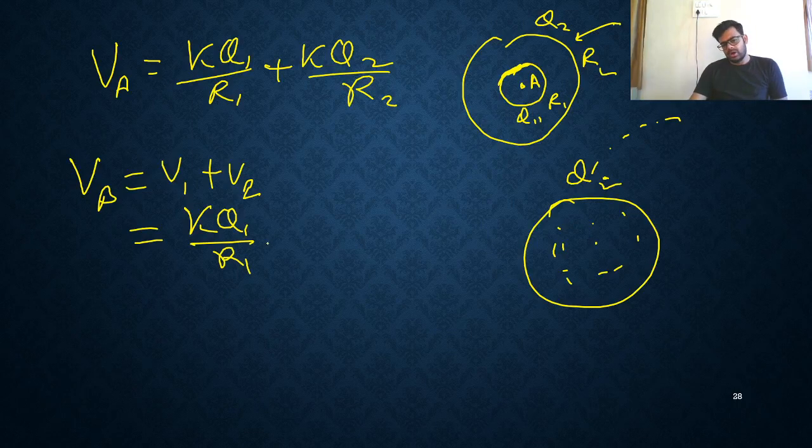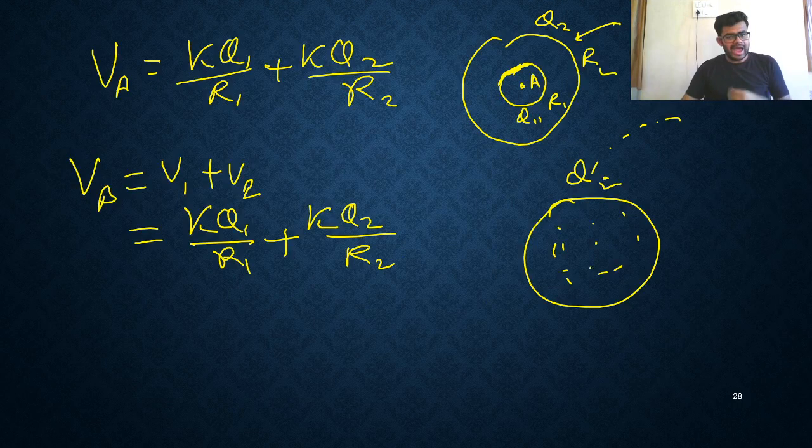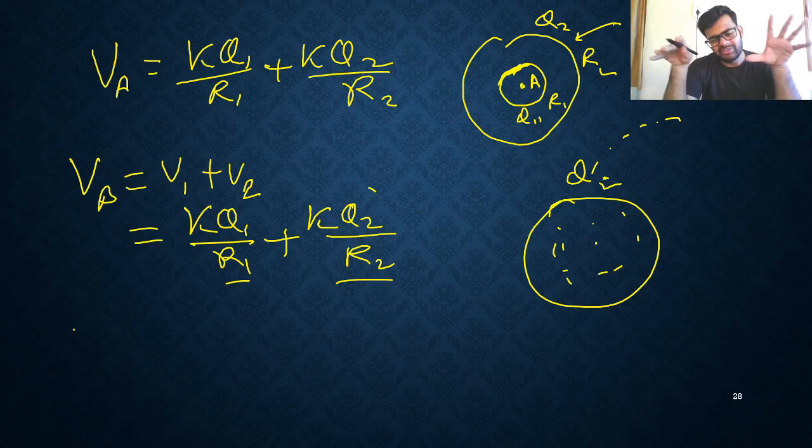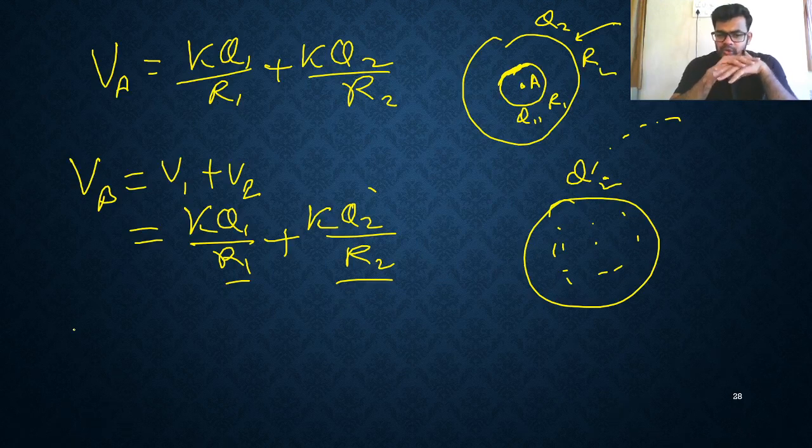Now for the outer surface, the charge is brought from infinity to the outer surface, so KQ2 divided by R2. This potential will also be there inside throughout the space. So for the inner sphere surface, we get KQ1 by R1, and due to the outer sphere we get KQ2 by R2. Why? Because Q2 is brought from infinity to R2 only. It is not coming inside.